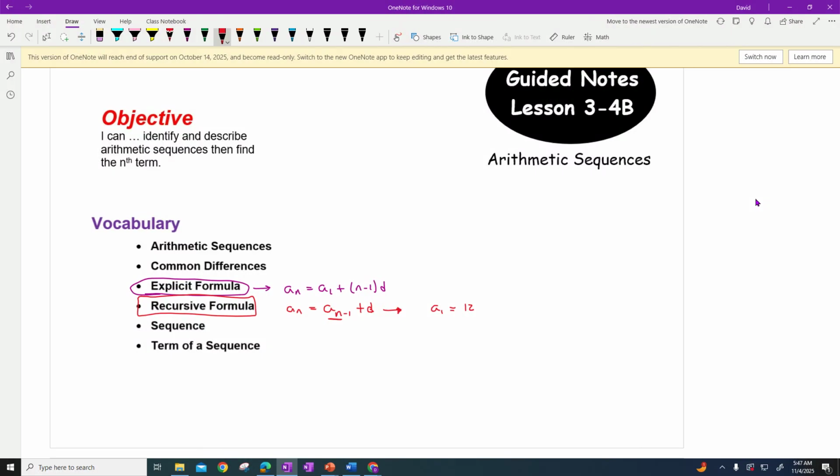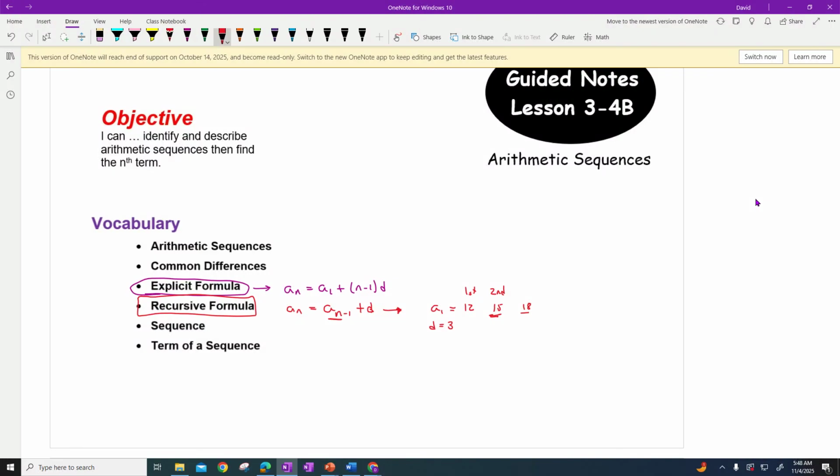If I say my first number is 12, and my d, let's just make one up, my difference is I'm going up by 3s, well then I know my second number is going to be 12 plus 3, which is 15. Now if I want the third number, I have to know this one, 15, and then plus 3 is going to be 18. So on a recursive formula you have to know two things: what the first number in the sequence is, and the difference that you're going up by.